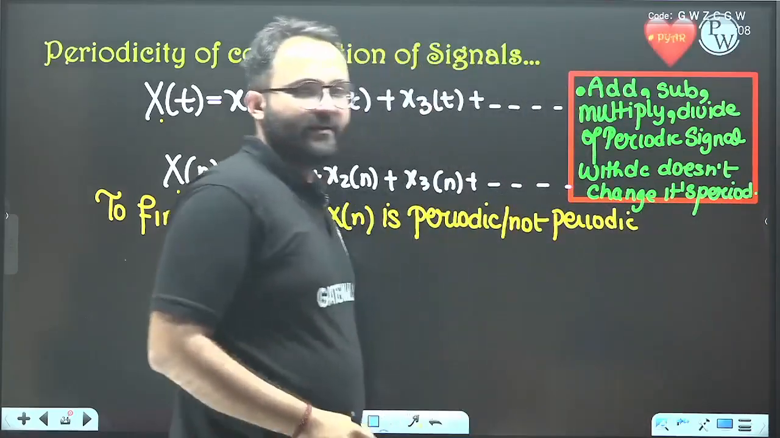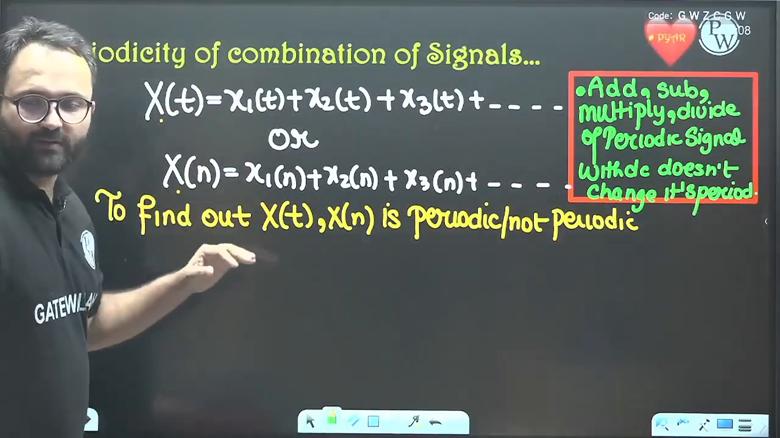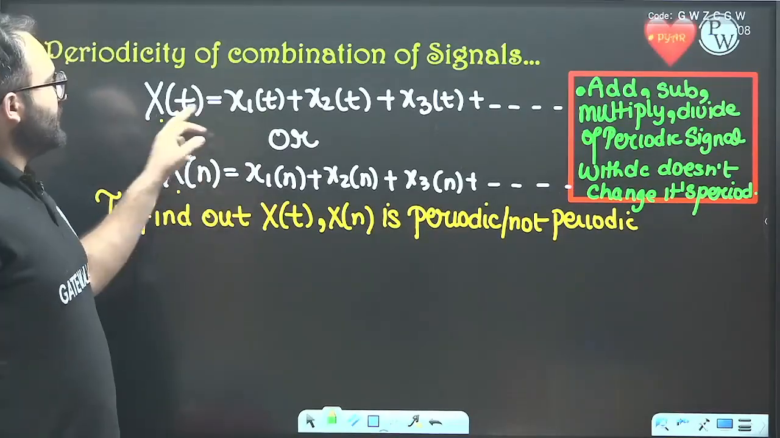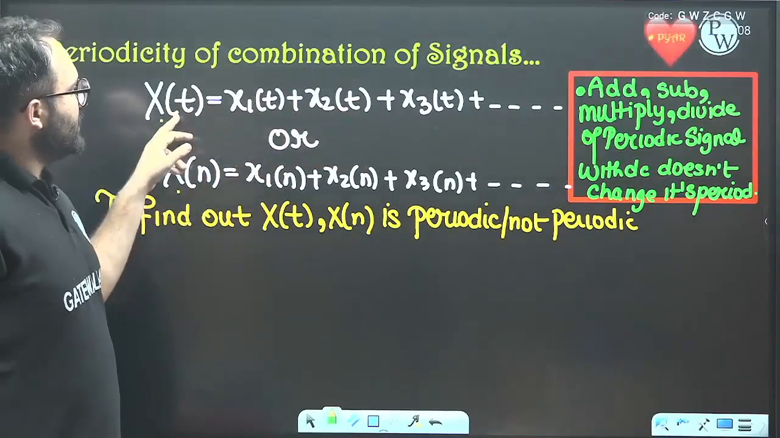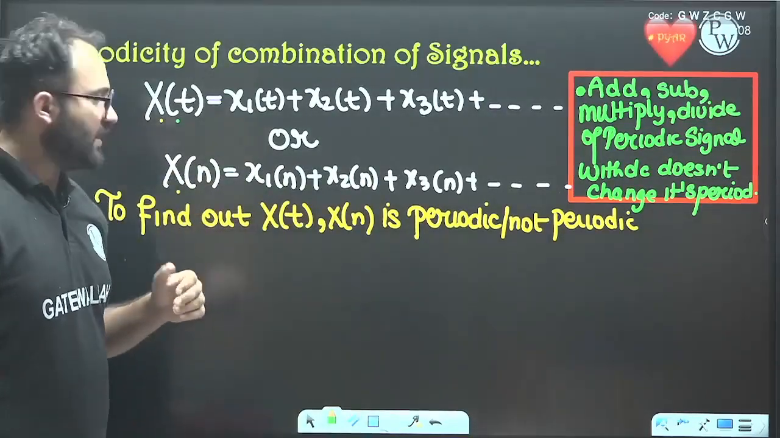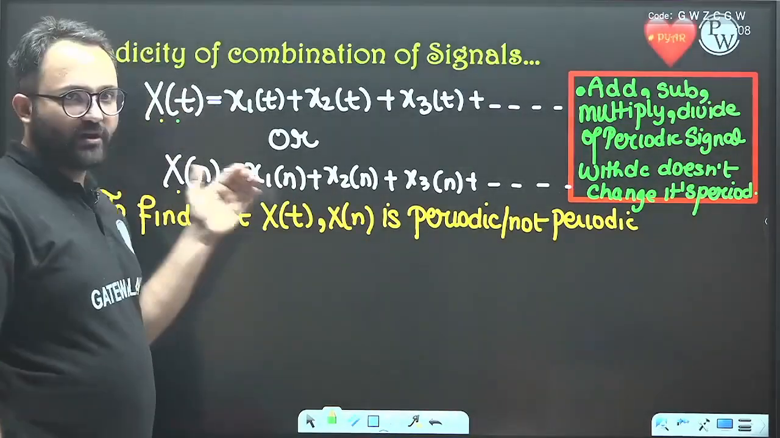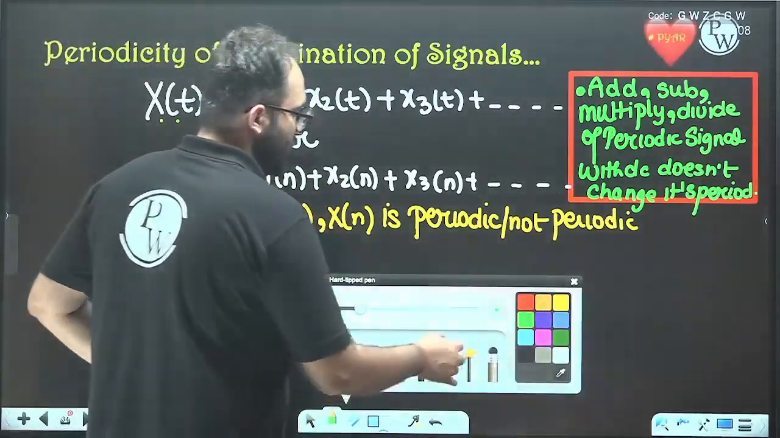Okay, great. So now we have to solve this. Again, I am repeating the problem statement. These are the signals which are added to create a new signal, capital XT. These are the signals which are added to create a new signal, capital XN. We have to find out whether these two are periodic or non-periodic. This is what the problem is.